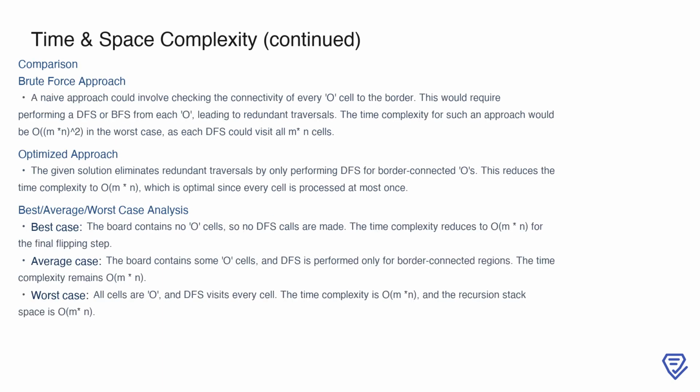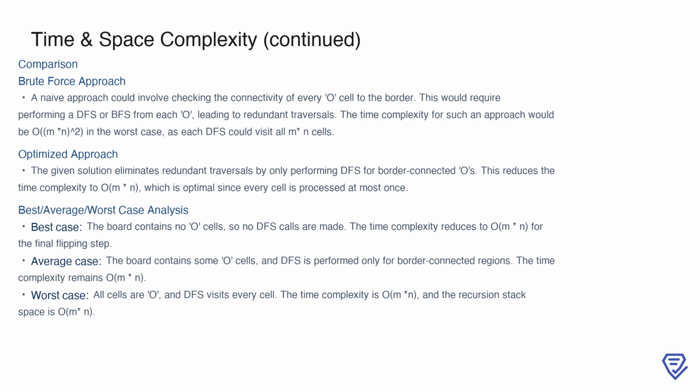Let's contrast this optimized approach with a brute force method. A naive solution would involve checking the connectivity of every O cell to the border individually. This means performing a DFS or BFS from each O cell, which would lead to redundant traversals. In the worst case, every DFS could visit all m times n cells, resulting in a time complexity of O((m times n) squared). In comparison, the optimized solution avoids redundant work by only performing DFS for O cells connected to the border. Each cell is processed at most once, reducing the overall time complexity to O(m*n), which is optimal.